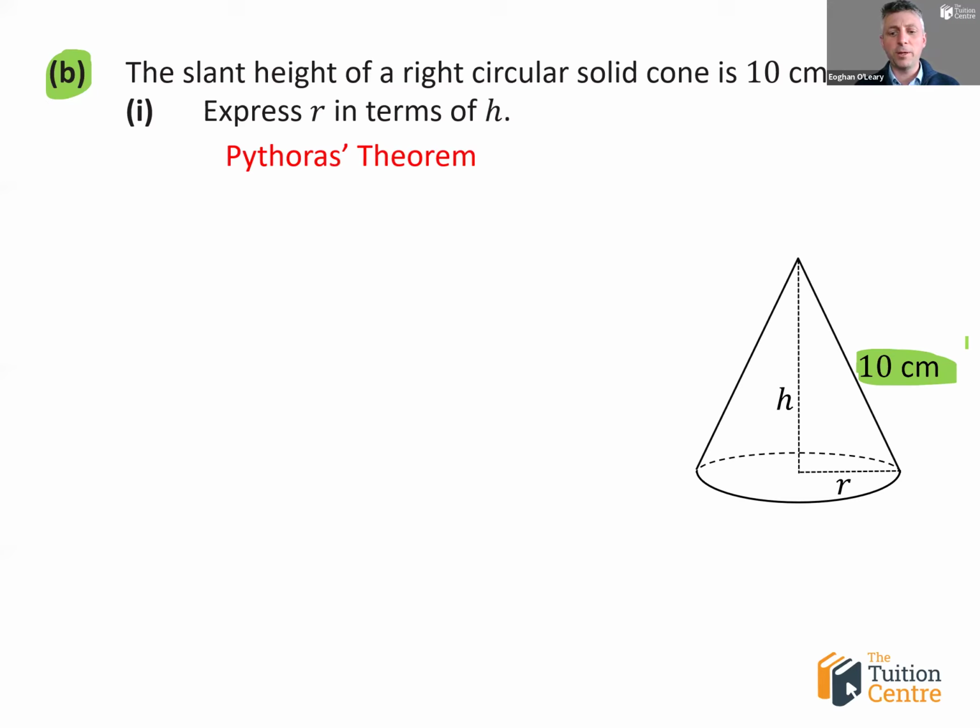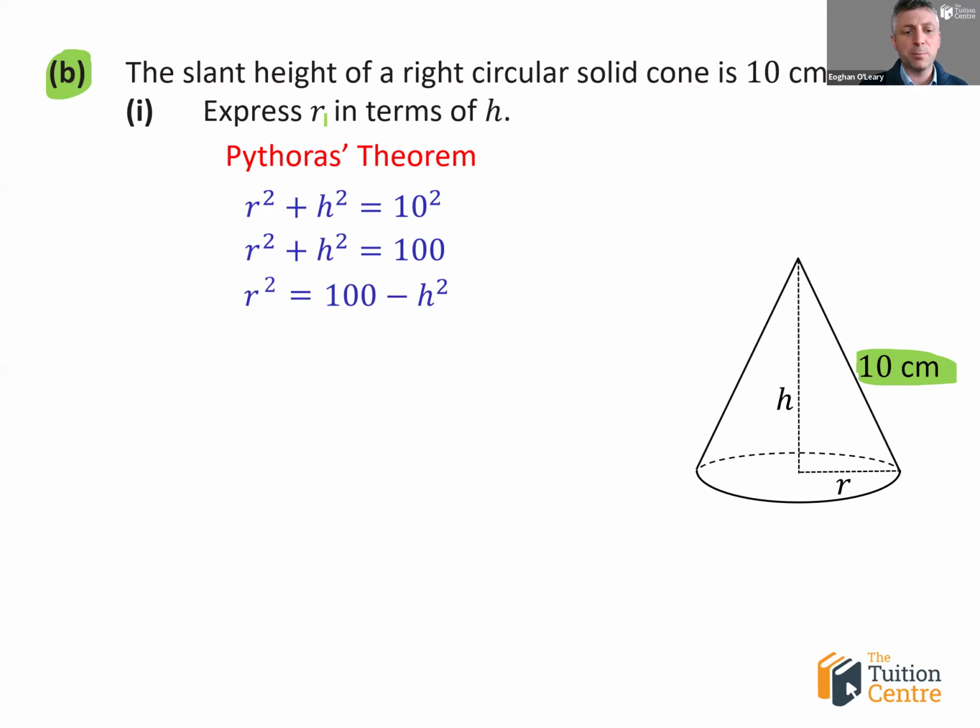It's pretty straightforward anyway, given the fact we're told it in the question. Pythagoras' theorem: R squared plus H squared is equal to 10 squared. R squared plus H squared is equal to 100. Express R in terms of H. That just means make R the subject of the equation. Okay, so get R on its own, isolate R.